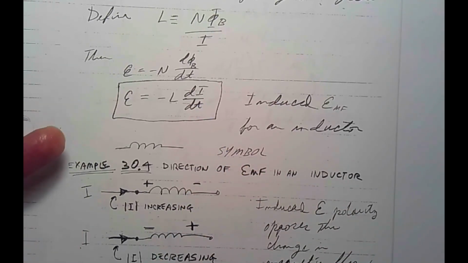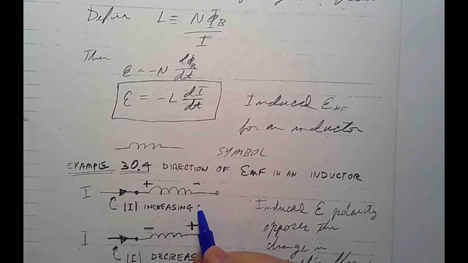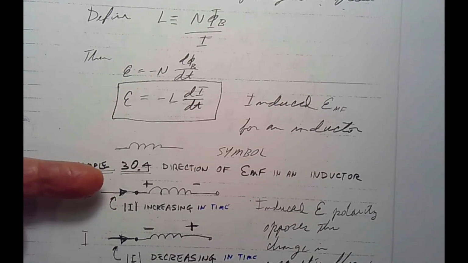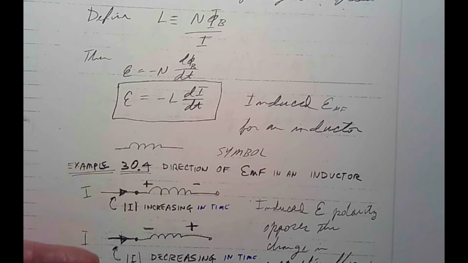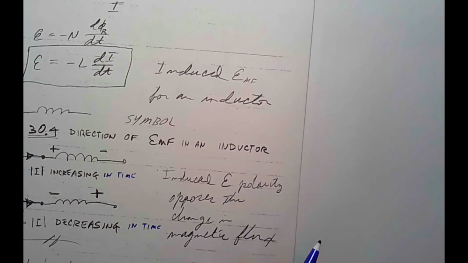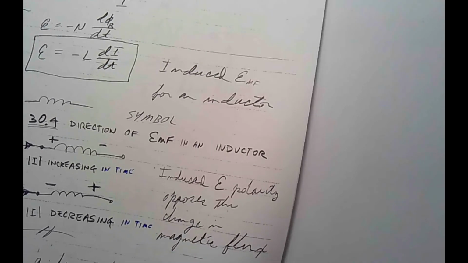It depends on two things. It depends on the direction of the current and whether the current is increasing in time or decreasing in time. Suppose the current is going this way, left to right, in both cases. In this case, it's getting bigger with time. In this case, it's getting smaller in time. The induced EMF polarity opposes the change in the magnetic flux.